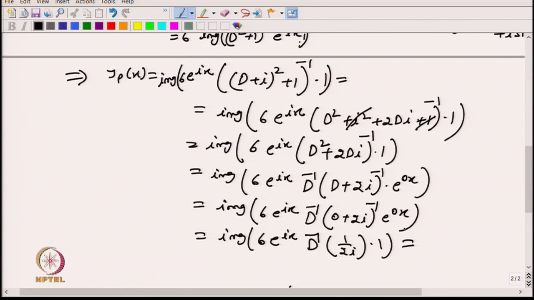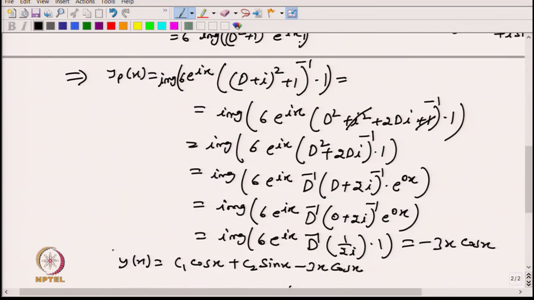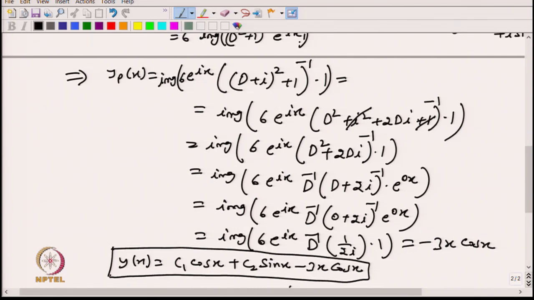So if you solve it further, you will get 3x cos x. So that will be your solution. In that case my general solution will be C1 cos x plus C2 sin x minus 3x cos x. So that will be the general solution for this particular problem.